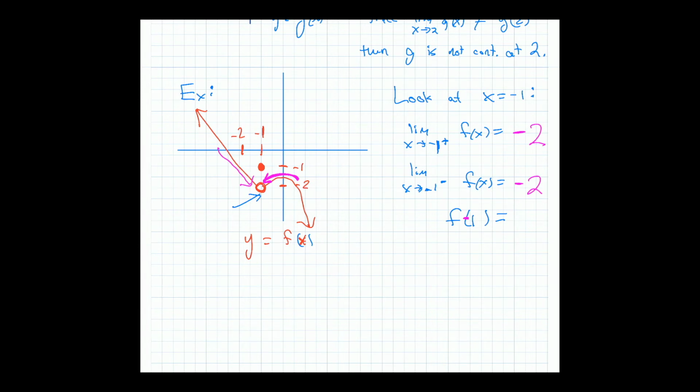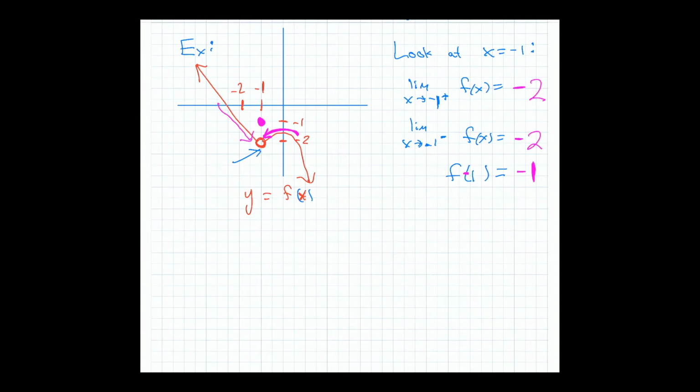What is f of -1? Well, that's actually up here, right? Where that solid dot is. So f of -1 is -1, right? So, is this continuous at -1? The answer is no. And we should be able to say why. We should be able to say f is not continuous at x equals -1, and we should be able to say why.